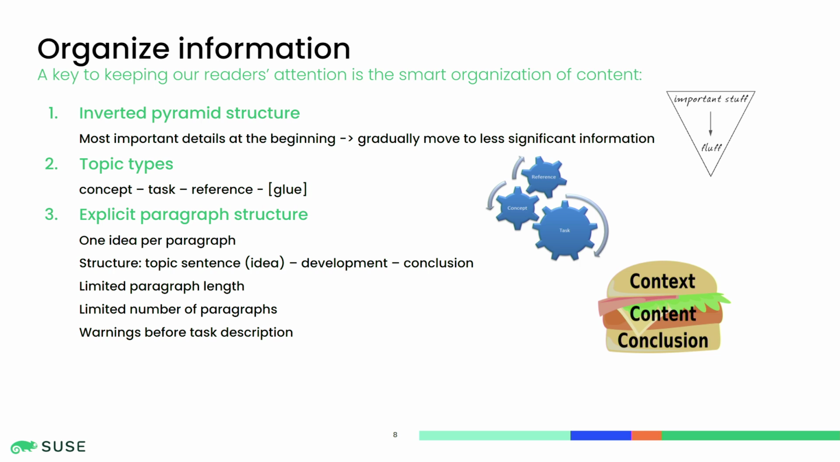Then we provide additional information, examples, and everything else that we would like to share in the reference. And the optional glue topic can finalize the text, and it's usually called something like what's new or for more information, and it contains additional references to different documents, or just a transition to another chapter. The third rule, with the little bullet points, is about explicit paragraph structure. This simply means a clear paragraph structure.